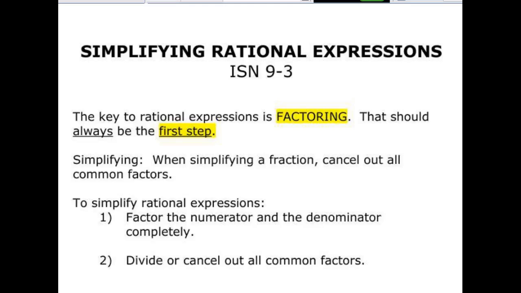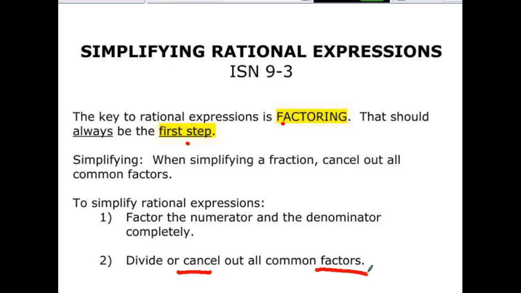On your notes, same thing that was on your notes on Friday. In order to simplify, you have to factor first. And then after you factor, then you cancel out all the factors.